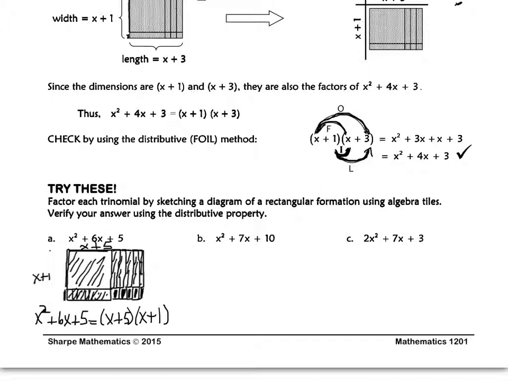So if you want to check to see if that is correct, you could do your distributive property. X times x would give you x squared. X times 1 would give you x. 5 times x would give you 5x, and 5 times 1 would give you 5. So when you put those together, x squared plus x plus 5x plus 5, that simplifies to x squared plus 6x plus 5. So that's how you would check using the distributive property.